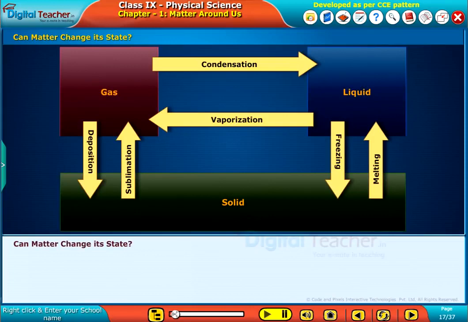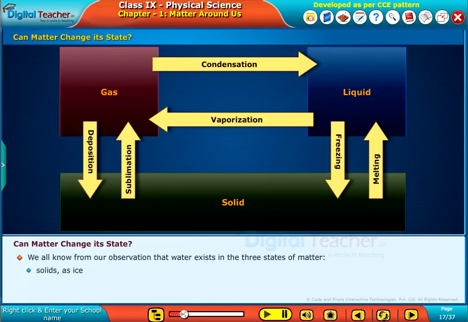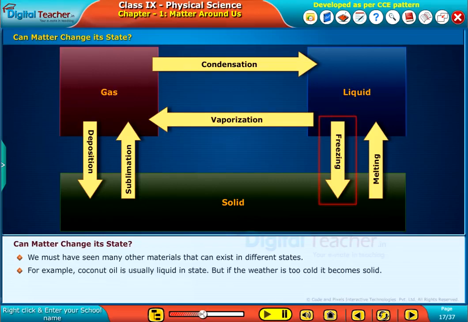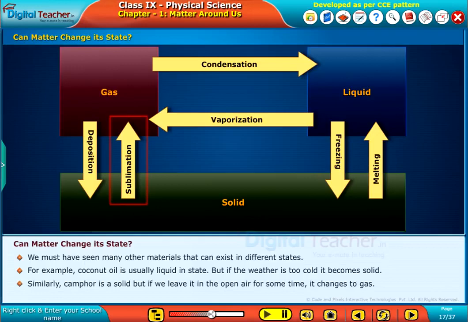Can matter change its state? We all know from our observation that water exists in the 3 states of matter: solids as ice, liquids as the water, and gases as water vapor. We must have seen many other materials that can exist in different states. For example, coconut oil is usually liquid in state. But if the weather is too cold, it becomes solid. Similarly, camphor is a solid, but if we leave it in the open air for some time, it changes to gas.